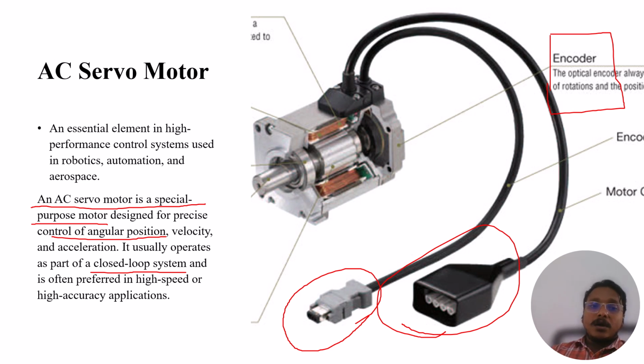This is how the AC servo motor is operated, and it can offer high speed and high accuracy compared to the DC servo motor. The DC servo motor will not have that much high speed; there will be limited speed applications. But when it comes to the AC servo motor, we have high speed applications, and high accuracy is possible.